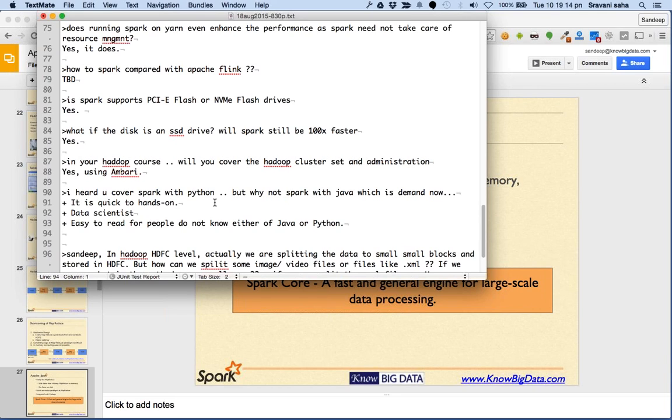All right, but again, we will focus on the concept more. And if you are from a Java background, it should not be much of a problem to you. All right.